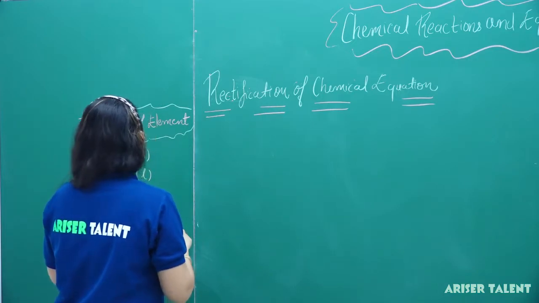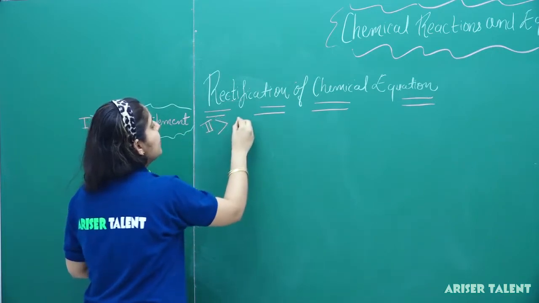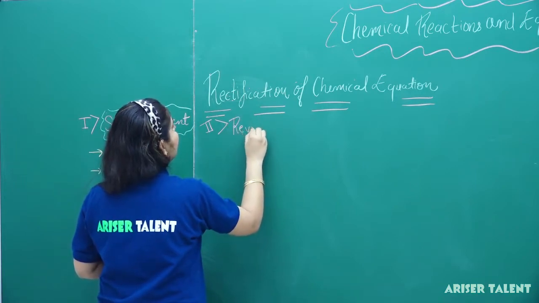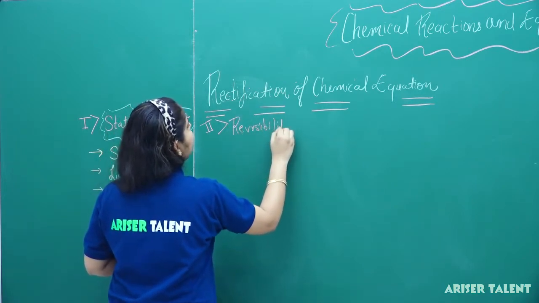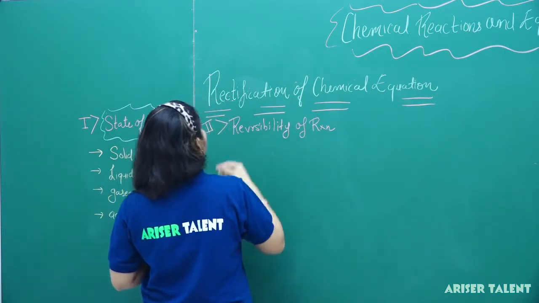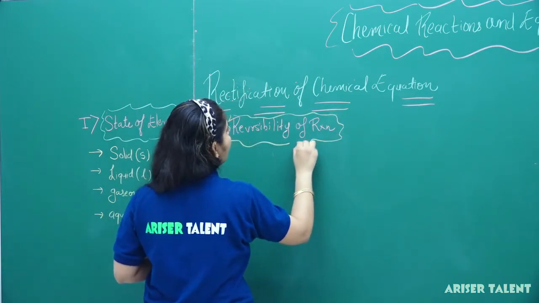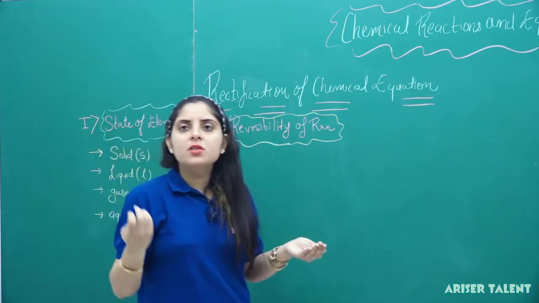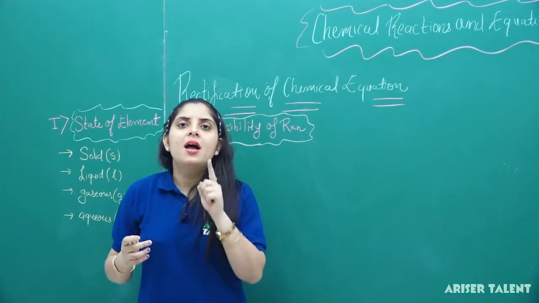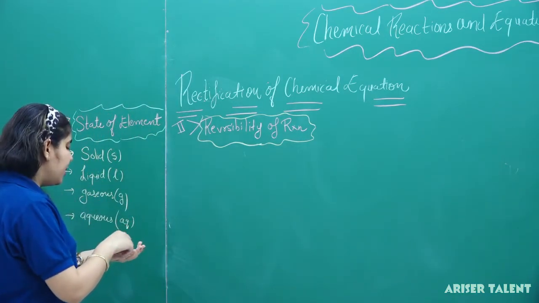Now we are on our second topic. What does it specify? The second topic is the reversibility of the reaction. So we come to know whether the reaction is reversible or not. Reversible reactions are those reactions which can proceed in both directions, but irreversible reactions take place in only one direction. So it will tell us about the reversibility of the reaction.